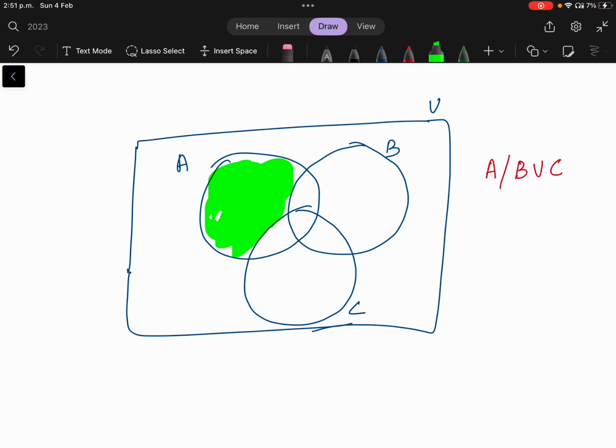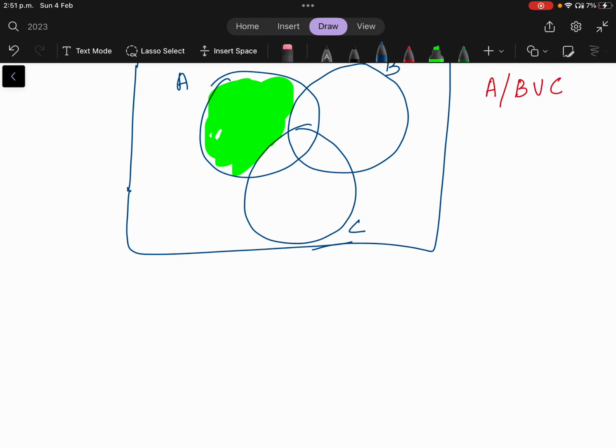Okay, so you have to think and you have to plan it. I mean, you have to understand what they have given, and then you have to color it accordingly.